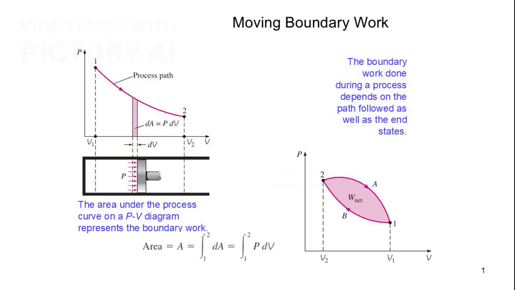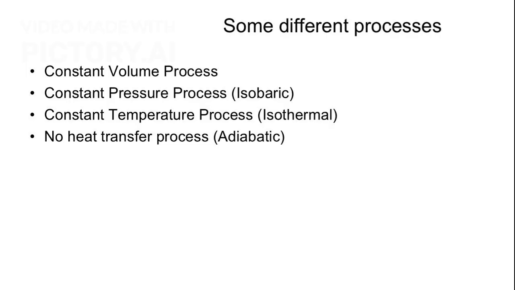The boundary work done during a process is represented by the area under the process curve on a PV diagram. This visualization helps in understanding the work involved in thermodynamic processes. Different thermodynamic processes include constant volume, constant pressure, constant temperature, and adiabatic processes. Each has unique characteristics and applications in engineering.